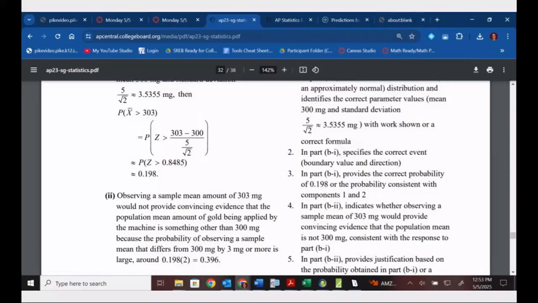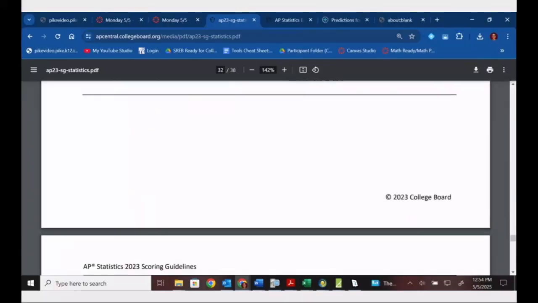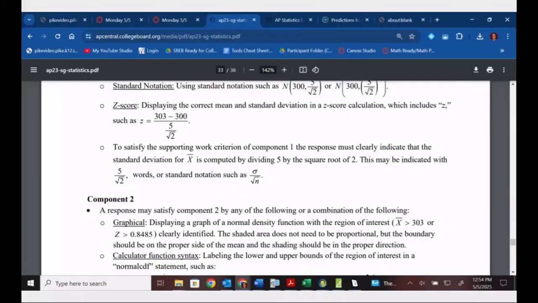So for an E, you need 1, 4, and 5, and then 1 of these. If you got component 1 and 1 of the others, or you got only 4 and 5, that would be a P. Go ahead and score yourself on this section. Does anybody have any questions about scoring this section? All right, let's go look at part C then.